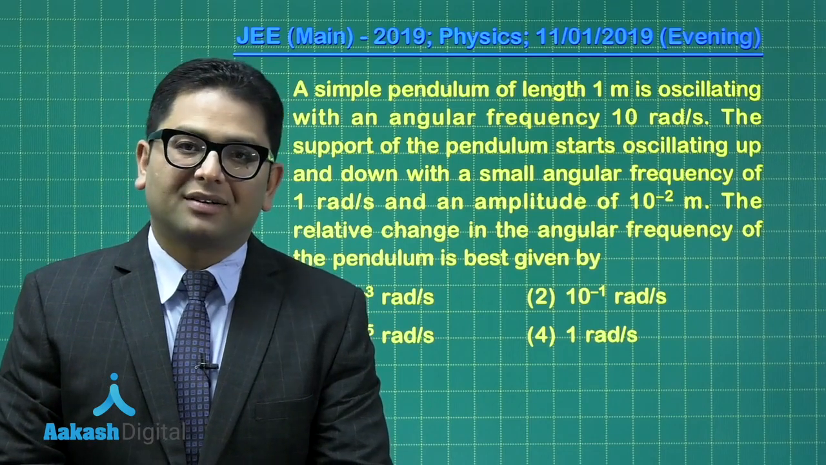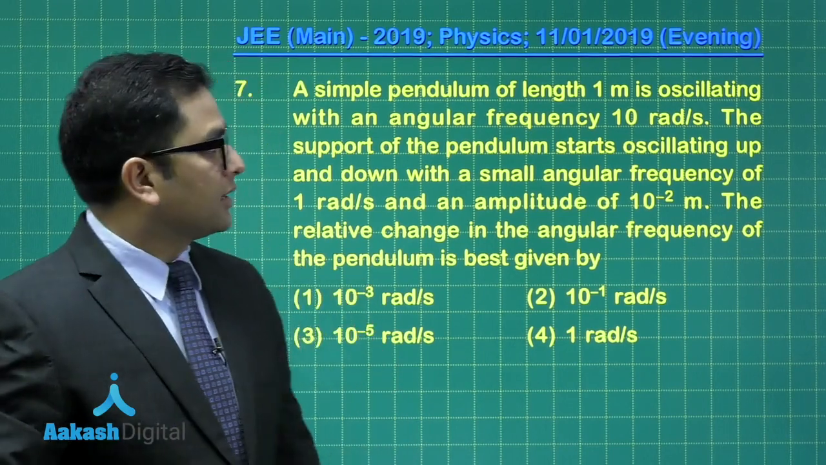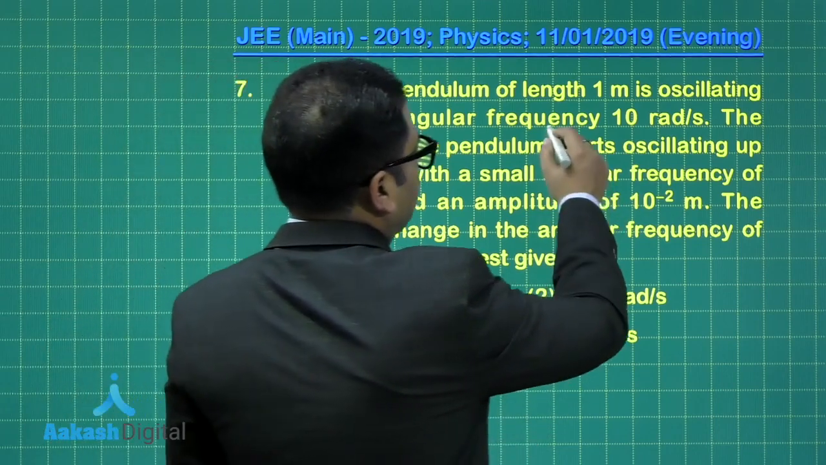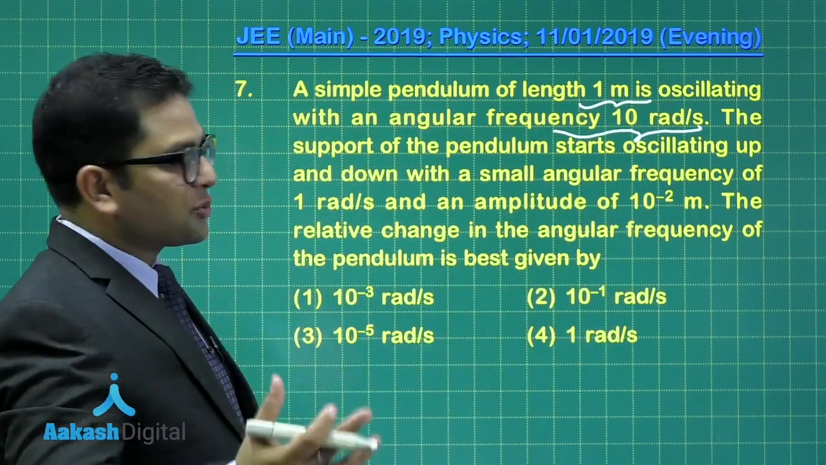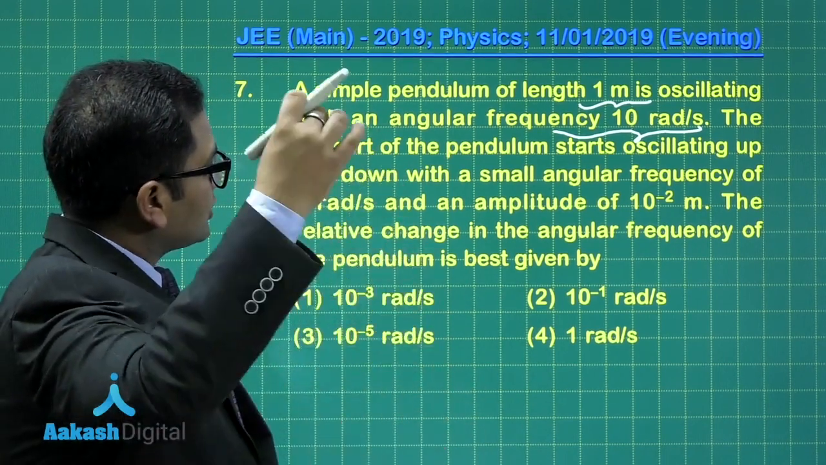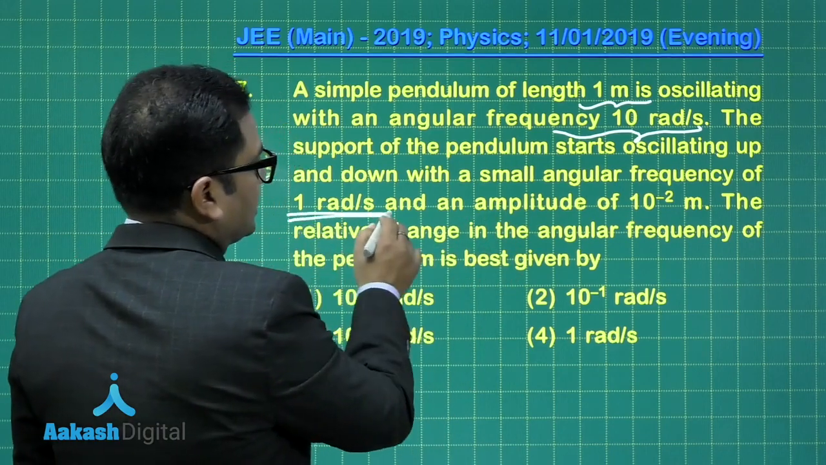Question number 7. This is a bit trickily formed. There is a simple pendulum of length 1 meter, and this is oscillating with an angular frequency of 10 radian per second. Now suddenly the support of the simple pendulum starts oscillating up and down with a small angular frequency of this.